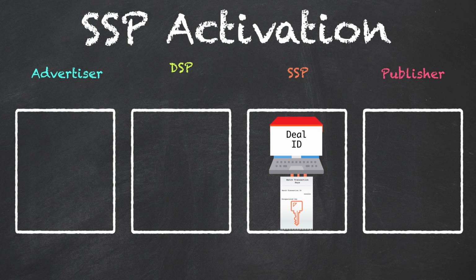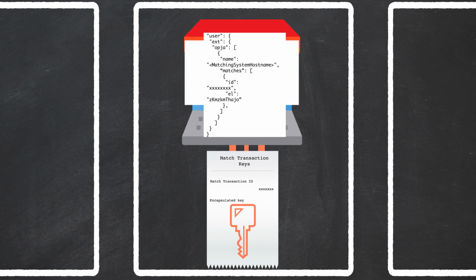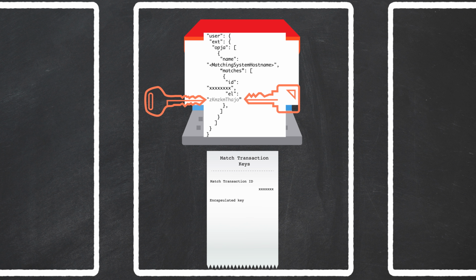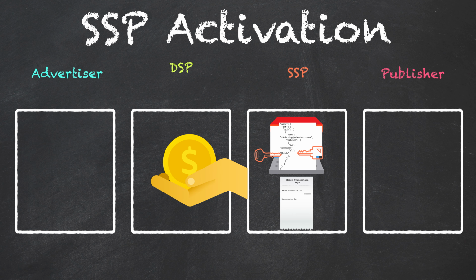The SSP sees this deal ID and asks the publisher for an ad impression to sell, also known as a bid request. The publisher sends a bid request containing the match transaction ID and encrypted label. The SSP then uses its keys to decrypt the encrypted label, and if the label is revealed to be a match, sells the impression to the advertiser. Like I mentioned, whether to choose the publisher's SSP or the advertiser's DSP to be that activation system is up to the publisher and advertiser.